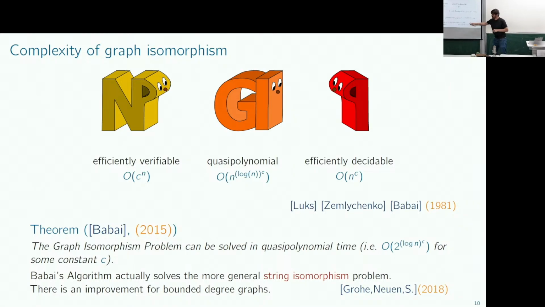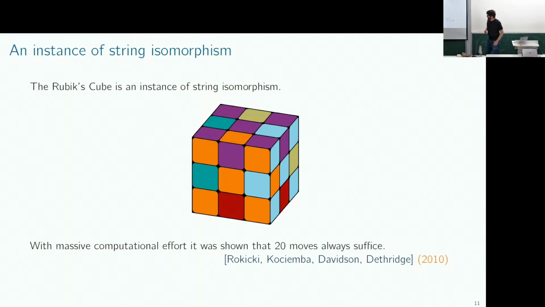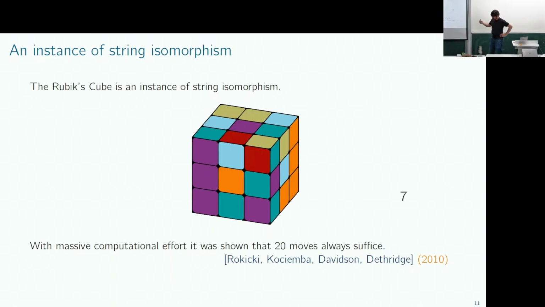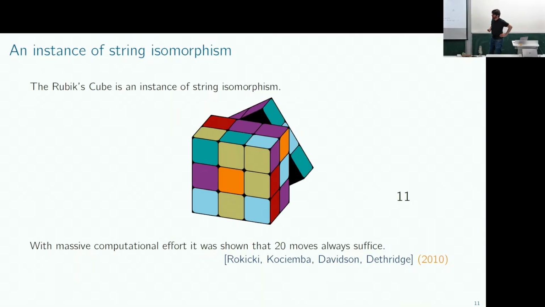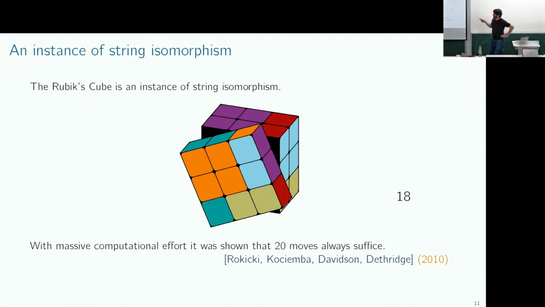Anyway, so the string isomorphism problem. This is an instance of the string isomorphism problem, the Rubik's Cube, putting the Rubik's Cube back into original position. So what you see here is called the superflip, and it was actually shown with massive computational effort that 20 moves always suffice, and this superflip is one of these situations where 20 moves must be. So this is one of the worst case instances, or if you want, it's the diameter of the Cayley graph. So you need 20 moves for the superflip.